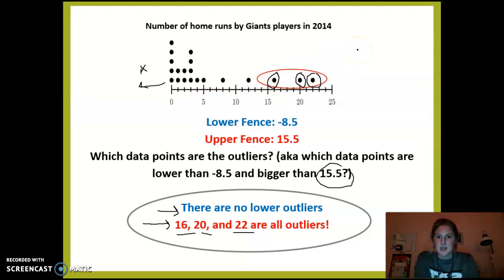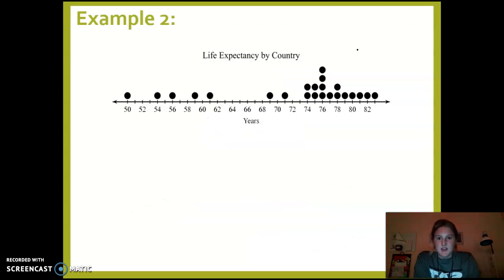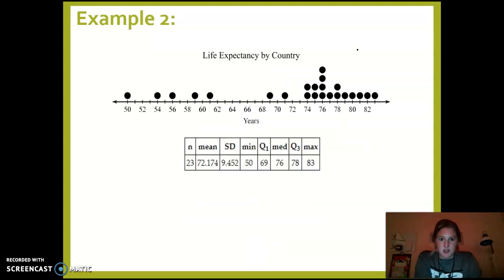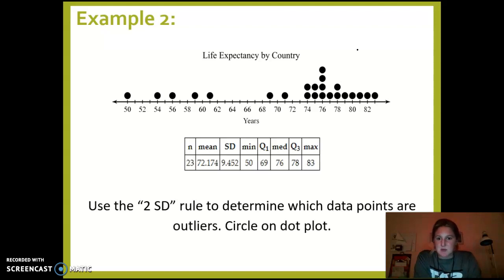Okay. Example 2, we're going to run through the standard deviation rule, and then we're going to call it a day. Here's another dot plot. We're talking about life expectancy by country. Interesting. There's another summary table. Now we're going to use the standard deviation rule. Let's see what it looks like in action. Well, the standard deviation is given to you literally right in the table, so there's no calculation needed. You just have to make sure you copy it over right.